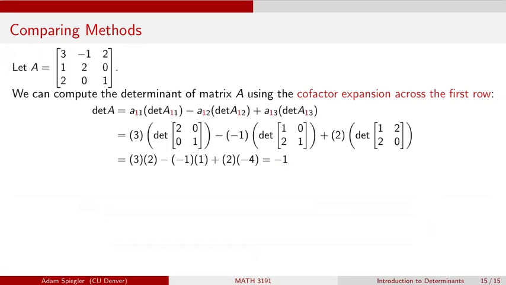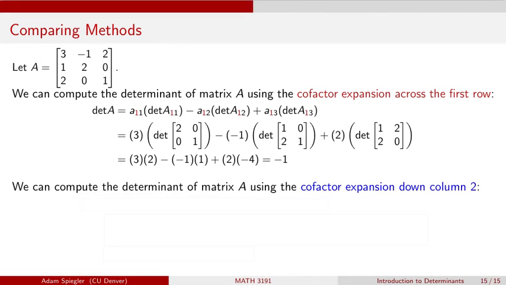So let's compare that calculation to what it would look like if instead we were to do a cofactor expansion down a column. In this case, let's pick a column that has a 0 in it, since that will cut down on the calculations a little bit. And that's why I chose column 2 over here. So doing the cofactor expansion down column 2, we would start by taking A12, which is this entry right here, the -1, and then we're going to multiply by the determinant of submatrix A12.